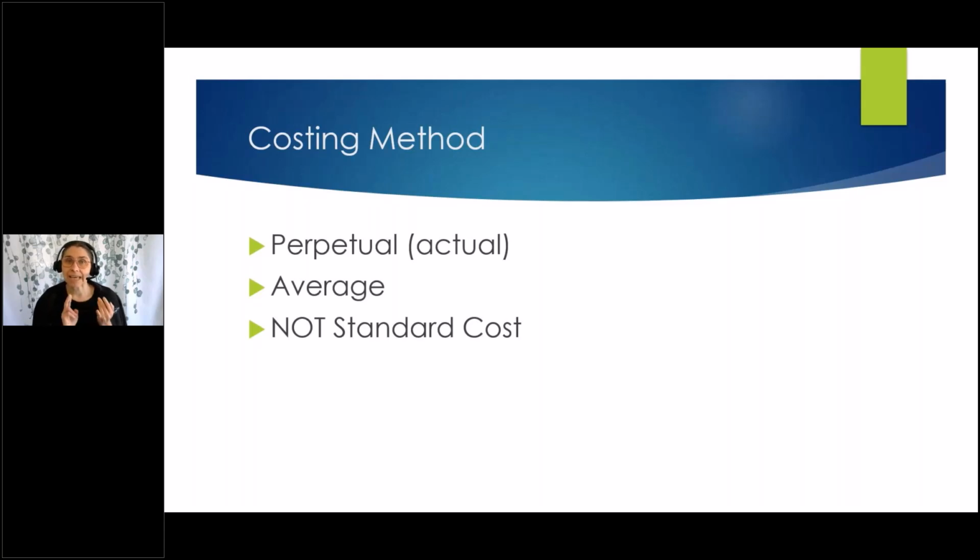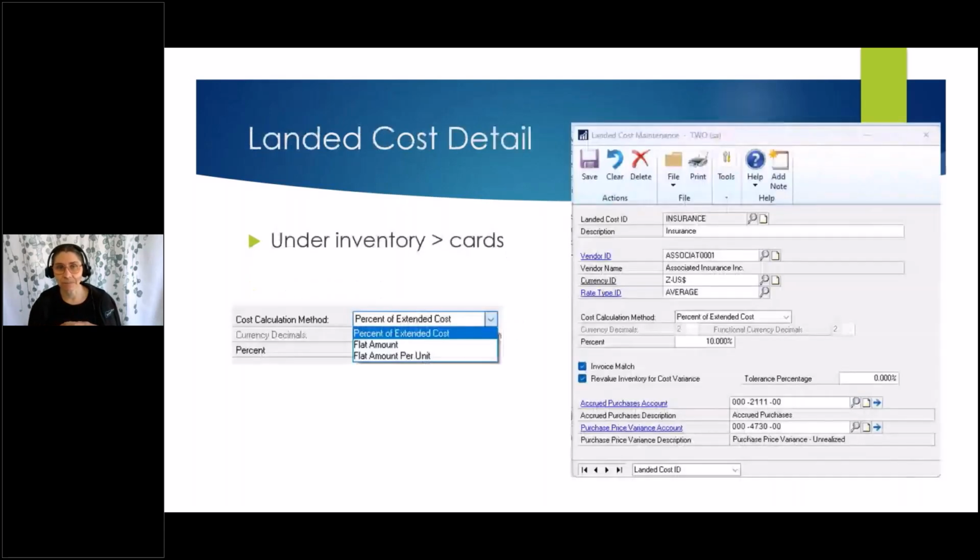So costing methods in GP, we can do any of the perpetual or the actual costs. We can do average. It does not work on standard cost. I've tried it. It actually lets you post it and then completely messes up the cost. So it's definitely not supported for standard cost. In GP, you would just include that in the standard cost, but you wouldn't be able to do the invoice matching for that. All right, next slide, please.